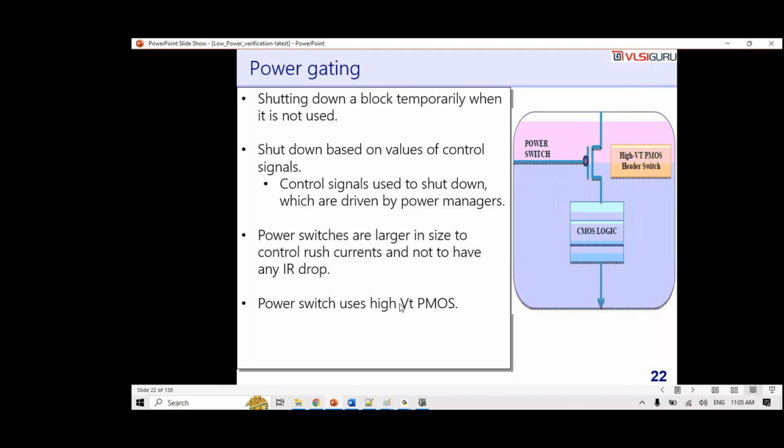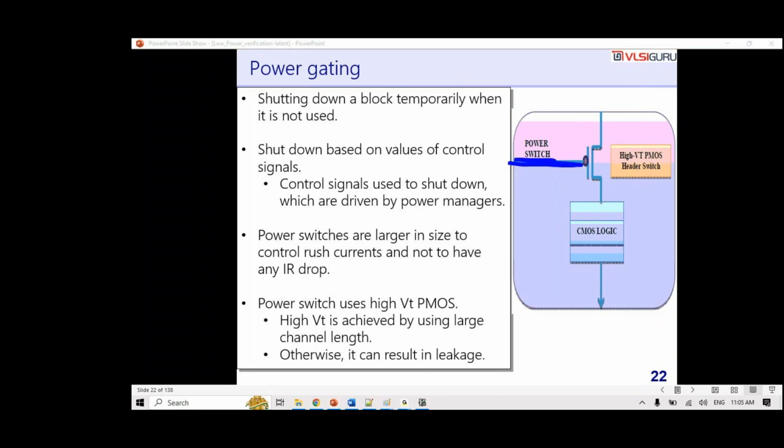Okay. Power switches use high VT PMOS. This is what is used. PMOS is being used, with a high threshold voltage. High threshold voltage is achieved by using a large channel length. Otherwise, it can result in leakage. I mean, it all summarizes only one thing: threshold voltage should be high.